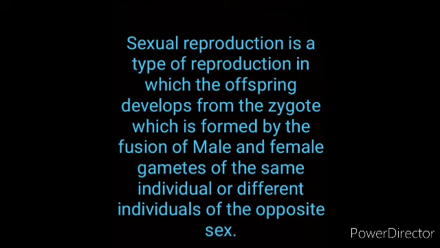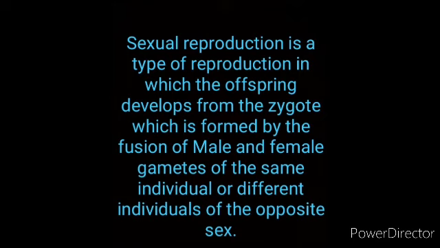male and female gametes. The zygote is forming. That zygote is developed, forming an offspring. It is from the male and female gametes. Sometimes it is present in the same individual or it may be in different individuals. Different individuals means opposite sex. Male is different, female is different.